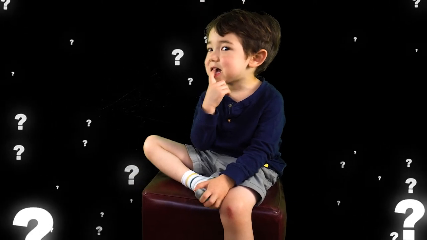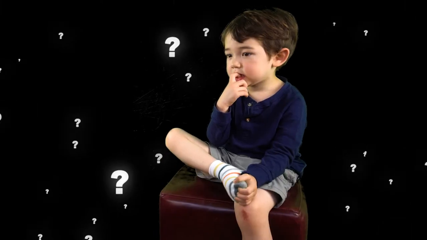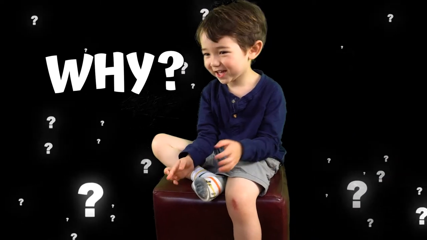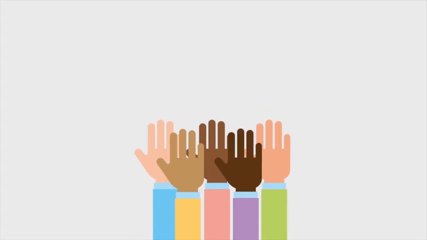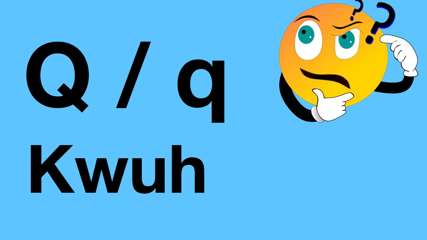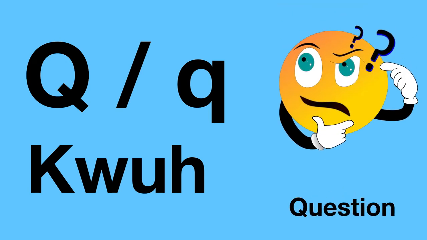So there are different types of questions you can ask. Do you know what they are? What, why, where, when, who, and how. Those are six types of questions you can ask. What's the question that you ask most of the time? Why? That's right. It's very important to ask your questions, Ollie. That's how you learn, isn't that right? Q is for question. Qua, qua, question.